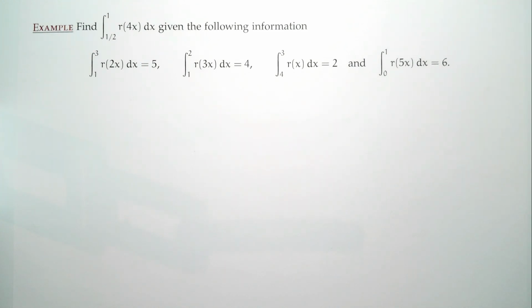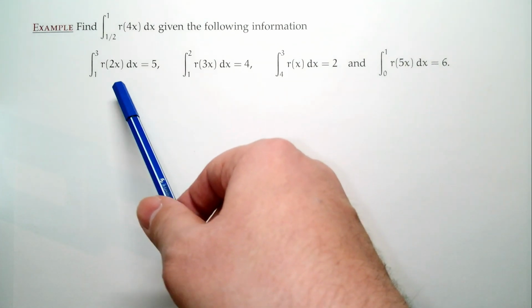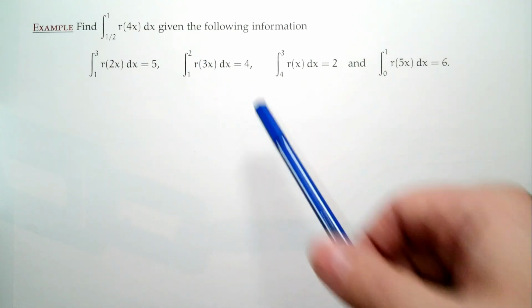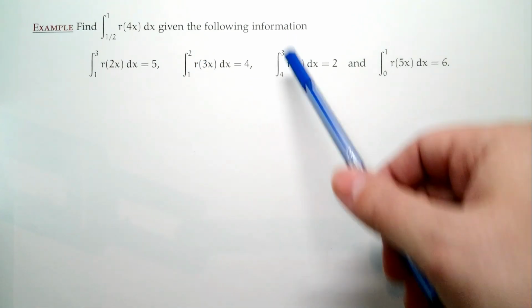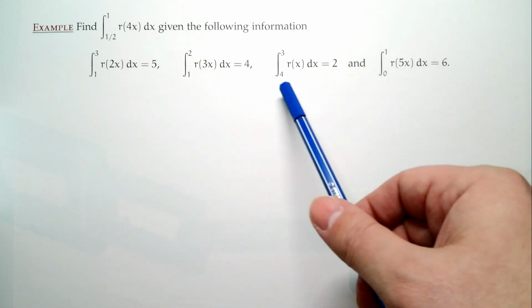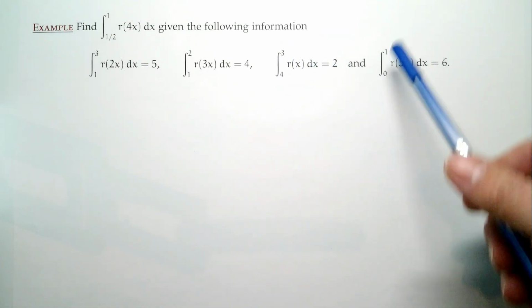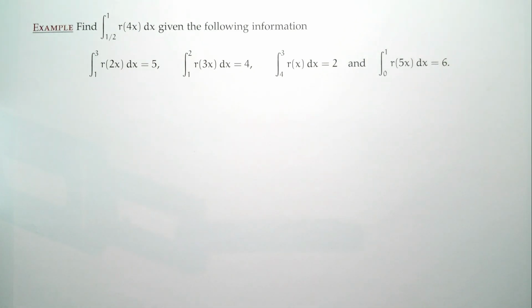Let's finish up with one more example, our last example of the day. Find the integral from 1/2 to 1 of r of 4x dx, given the following information. The integral from 1 to 3 of r of 2x is 5. The integral from 1 to 2 of r of 3x is 4. Going from 4 to 3 of r of x, well, that's weird, 4 to 3, well, okay, we'll roll with it, that's 2. And 0 to 1 of r of 5x is 6.